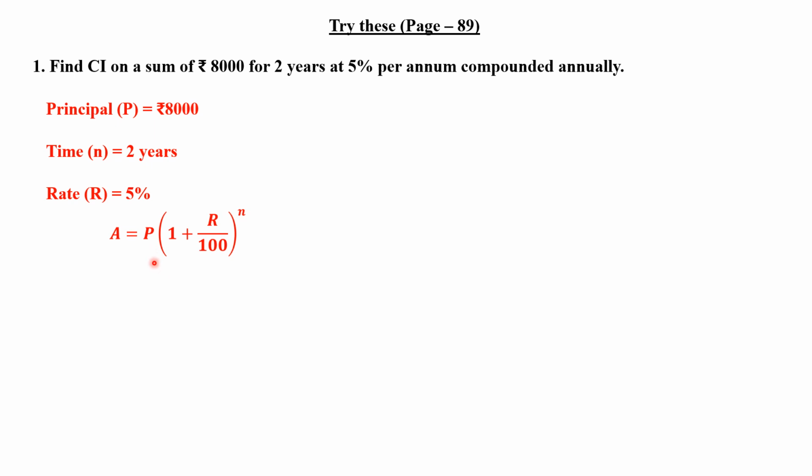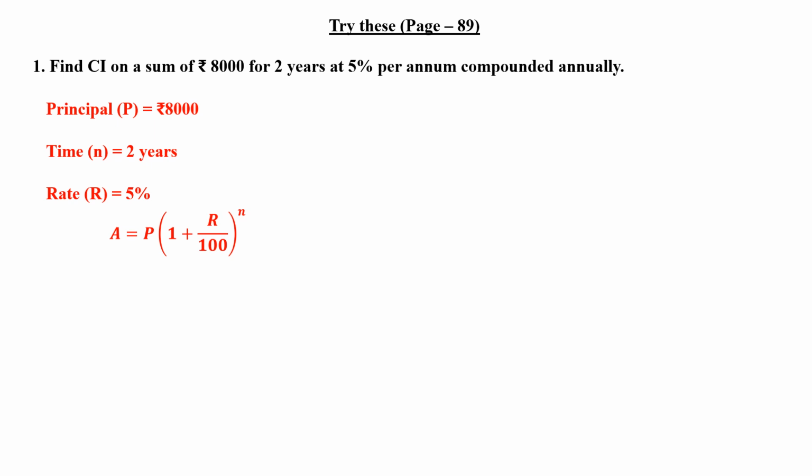Now this is a try this question given on page 89 of the NCERT textbook. The question says: find compound interest on a sum of 8000 rupees for 2 years at 5% per annum compounded annually. So your principal amount is 8000 rupees, time is 2 years, rate is 5%, and you have to find the compound interest. To find the compound interest, first you have to find the amount. The formula for the amount is P multiplied by 1 plus R by 100 whole n. Now I am going to put in all the values.